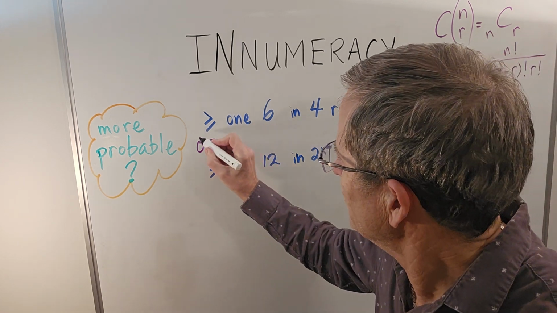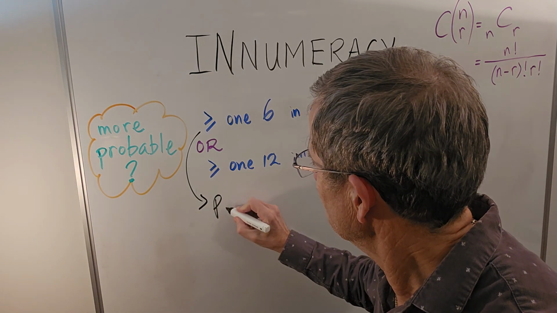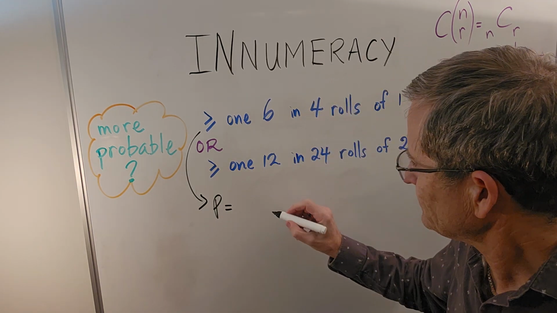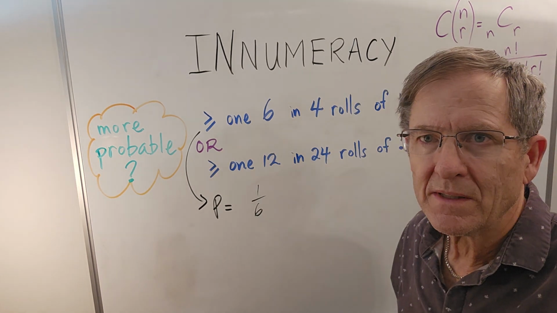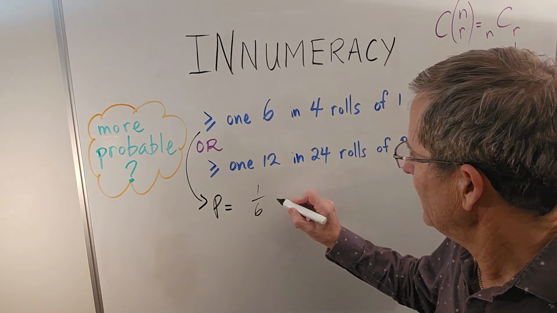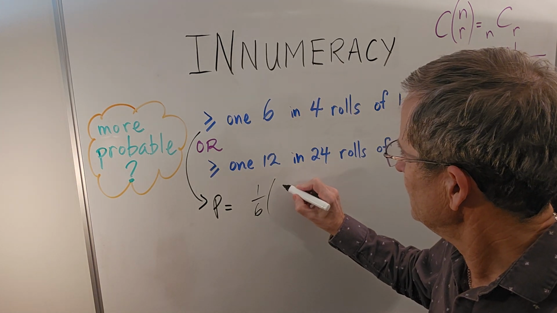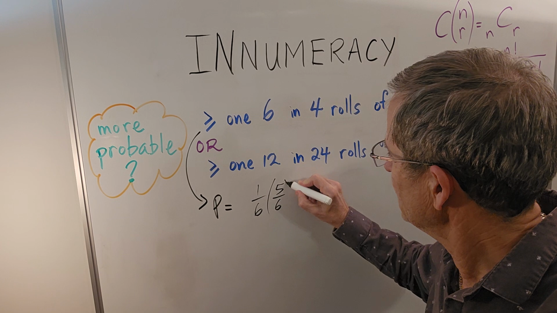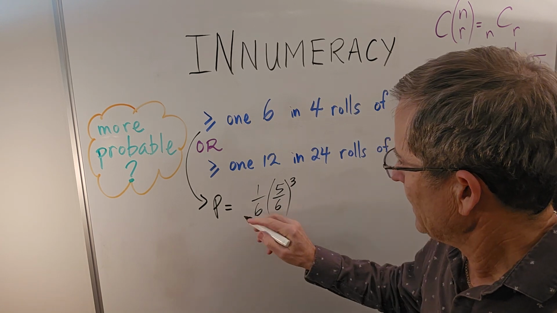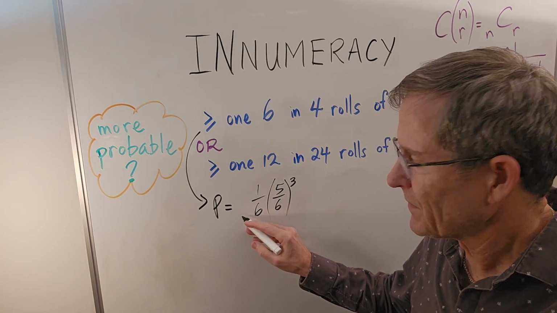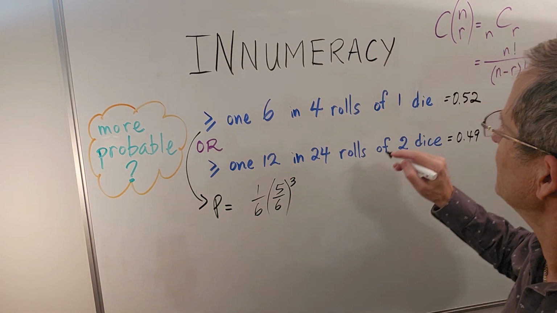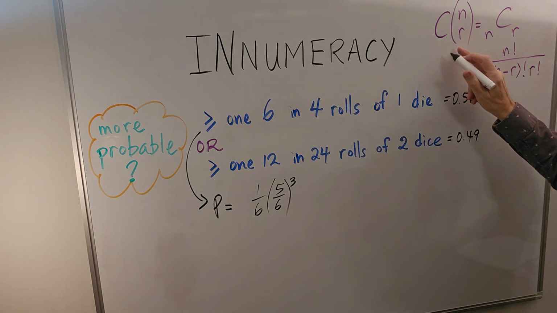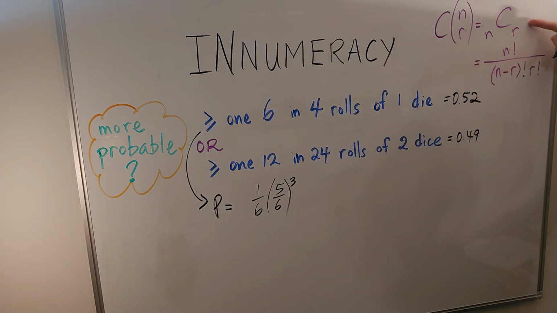So this probability here is equal to, well, if you get one 6, there's a 1/6 chance of getting that, and if you get 3 non-sixes, that's 5 out of 6 cubed. But we have to multiply by the number of ways that the 6 can be rearranged, and that's where combinations come in. One notation is this, another notation is that, and the formula is right here.